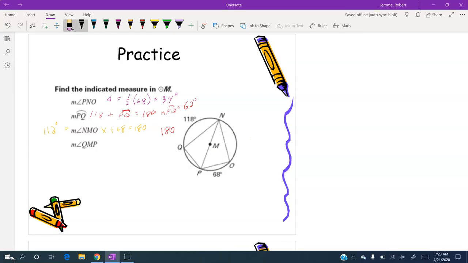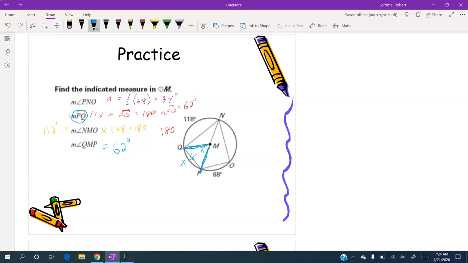And let's take a look at our last one here. Angle QMP. So if, again, we have QM, we have to draw that if it wasn't in there already, P. So we're looking for this angle, which is the same as this arc. So arc QP or arc PQ. So really, it's the same. We've already done it. Our answer is 62. We don't have to do any more work in this question.